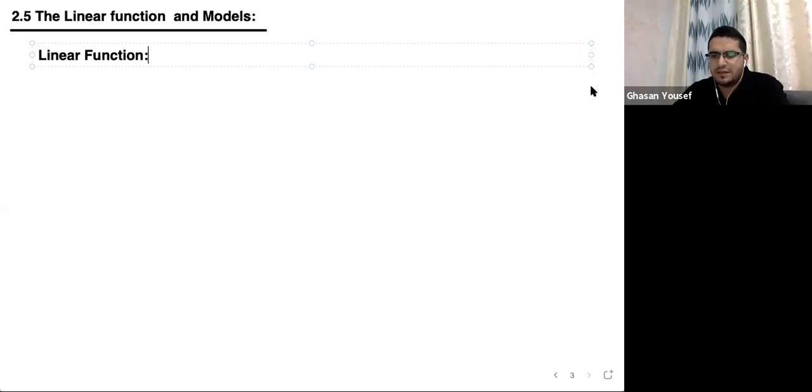It has one independent variable, and sometimes two independent variables, but actually the independent variable in this function is raised to the power 1. This is the important thing. What else do you know about linear functions?